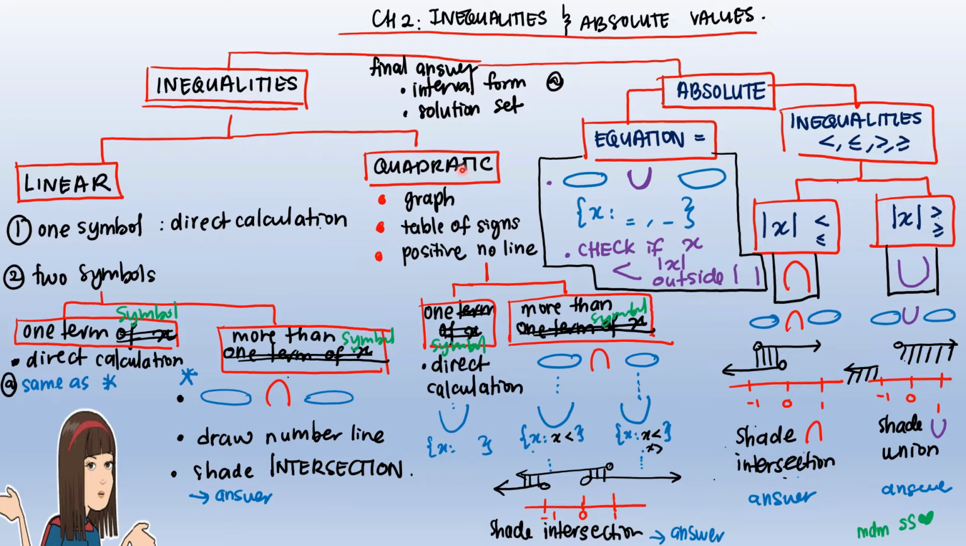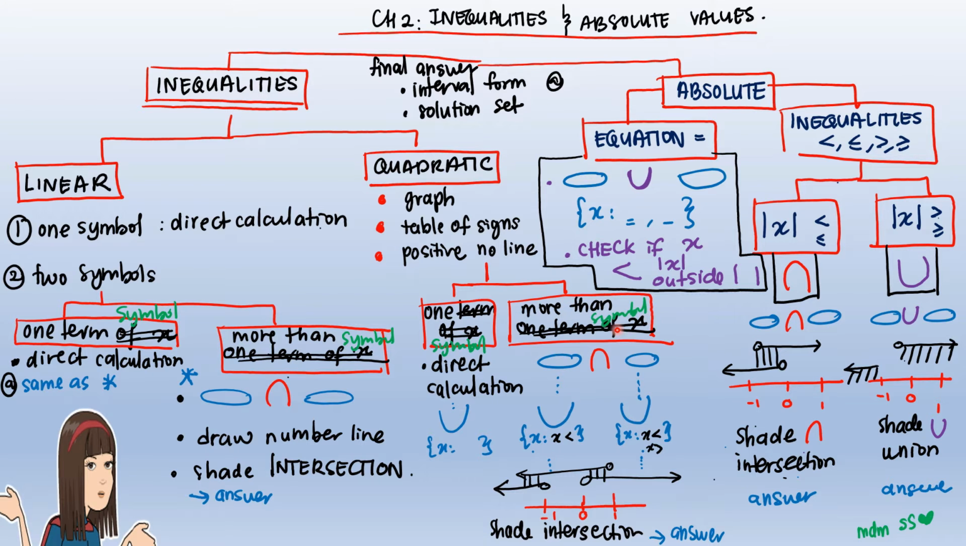Next we move to quadratic. For quadratic, you have three ways of solving your answers. It is also divided into one symbol and more than one symbol. For one symbol you can just calculate, but because it is quadratic, you need to draw the quadratic graph and write down the answer depending on our graph.